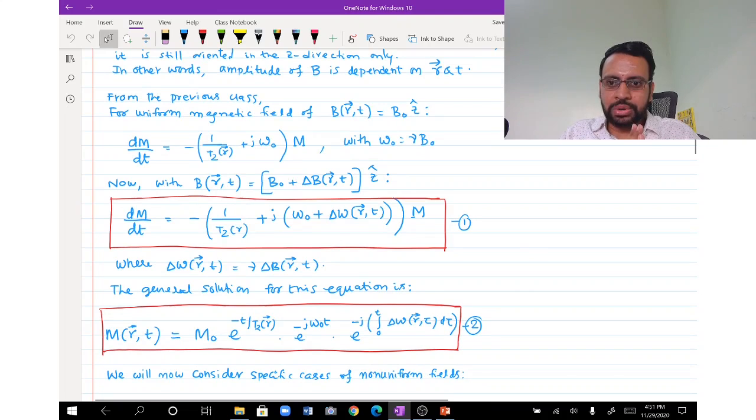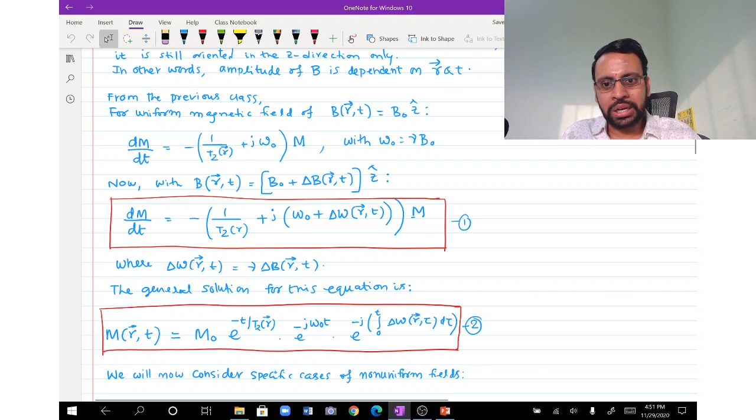Instead of this, you now have an additional term of delta B of r bar comma t. What do you think would happen now because of this? Earlier, it is rotating at a frequency of omega naught, right? When it is just B naught times z cap, gamma times B naught is the value with which it is rotating, and now it will be rotating with, in addition, a component delta omega of r bar comma t. Gamma times B naught is this omega naught that you had earlier.